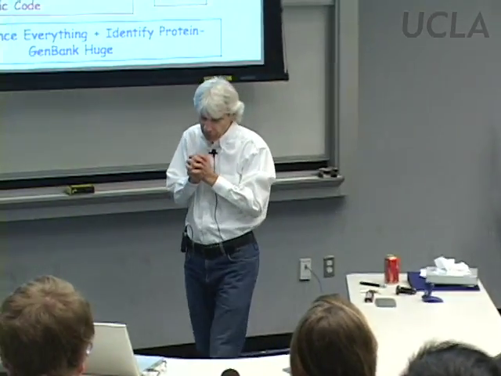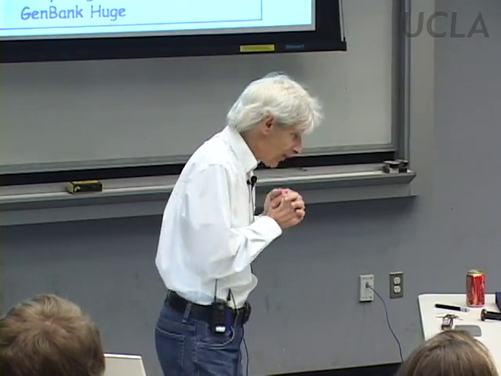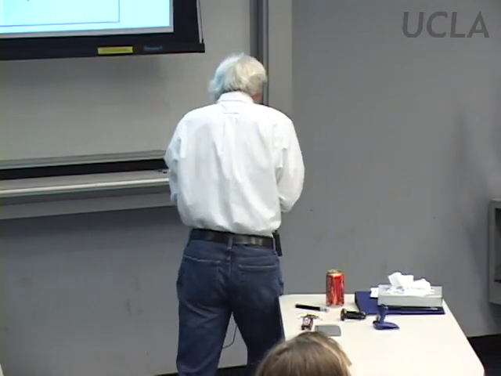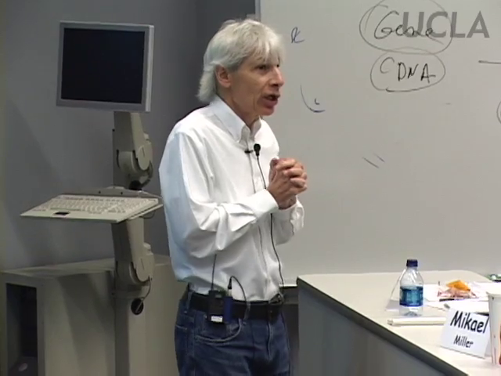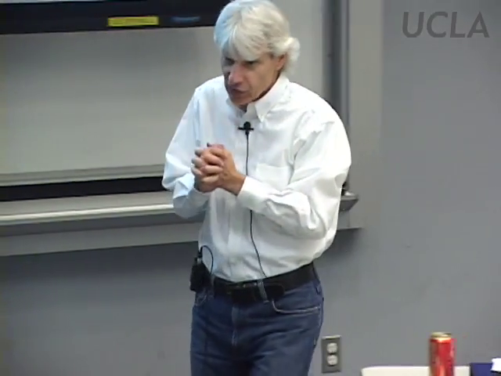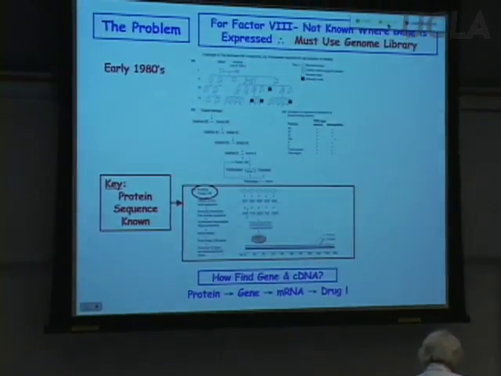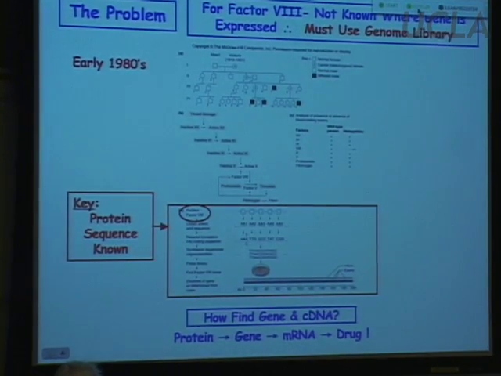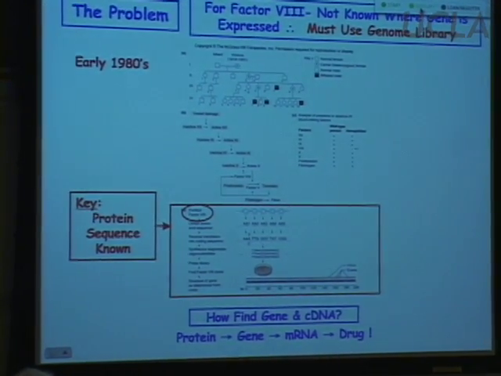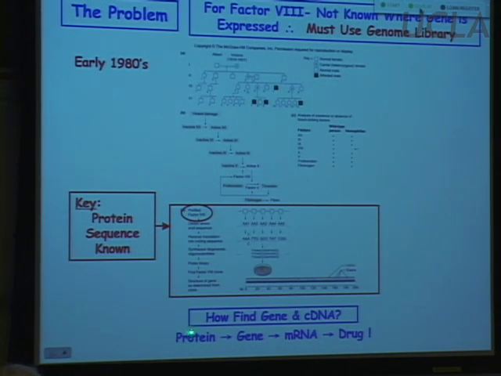So the point here is that we can go from the DNA to the protein by translating it with computer programs after we've sequenced it, after we've cloned it. And we can go from the protein, because we know a little bit about its sequence, using the genetic code to go back and predict the sequence of the protein. So if you don't know where the gene is active, you start with the gene. And that's where this adventure in Factor VIII started. Started with the protein, started with the gene, went to the mRNA, and went to the drug.